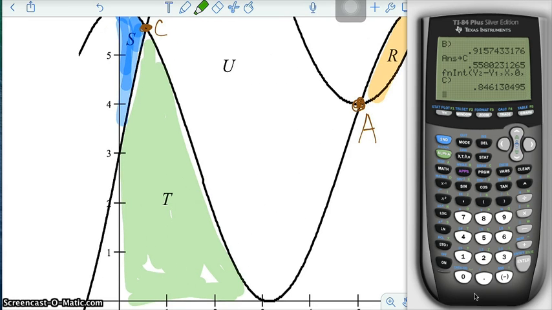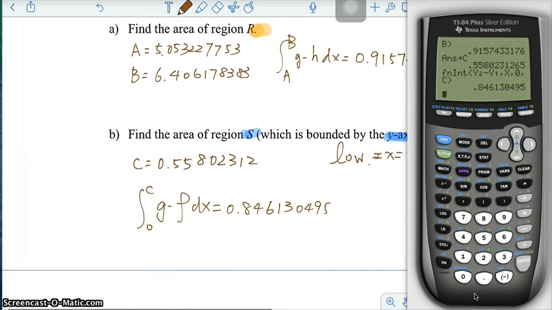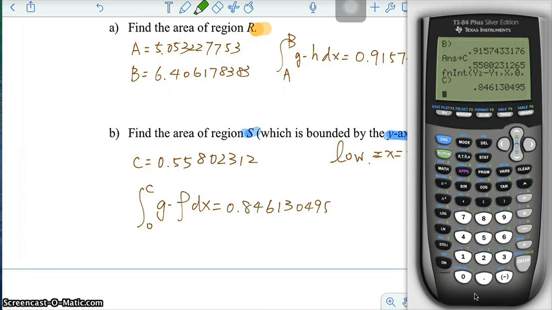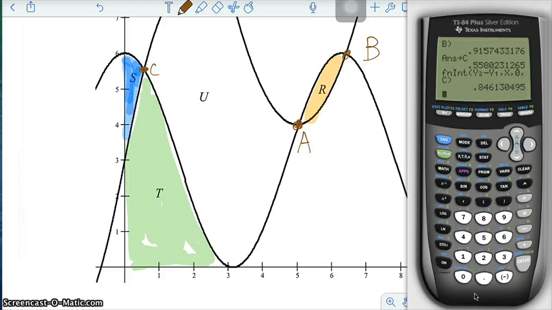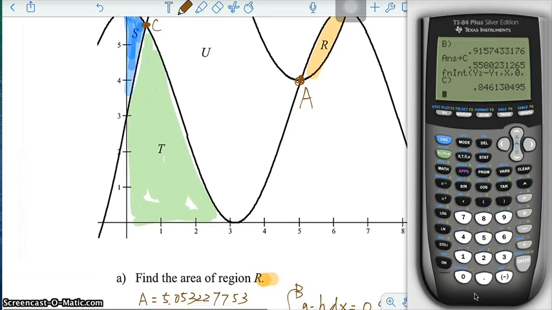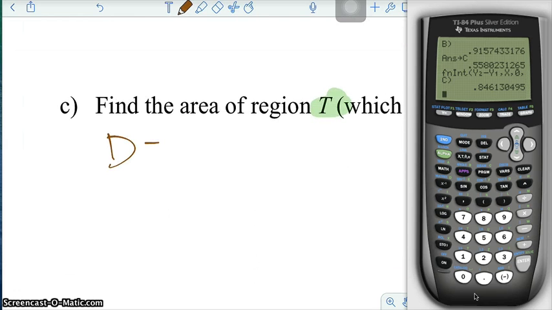Okay, so region T. As you can see, because region T is not going to the negative side of the axis, you have to start with 0, just like part 2 right here. You start with 0 for the same reason. Now we just need to find C, and then we also need to find this one right here. Let's call it D. We already have C. We just need to find what D is.